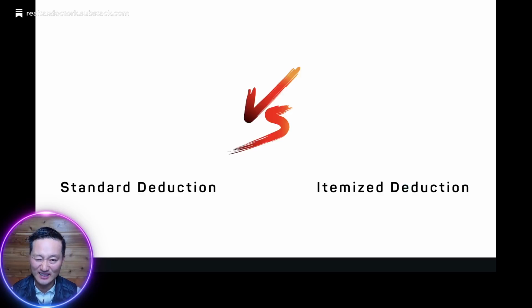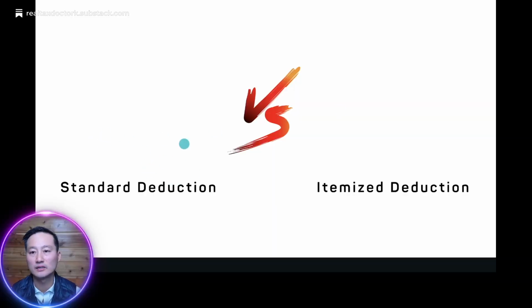Here's where things get a little bit tricky. You don't get to take both standard deduction and itemized deduction. It's one or the other. You get to choose one, typically whichever gives you a larger deduction. So let's talk about each type and how to determine which one to use.